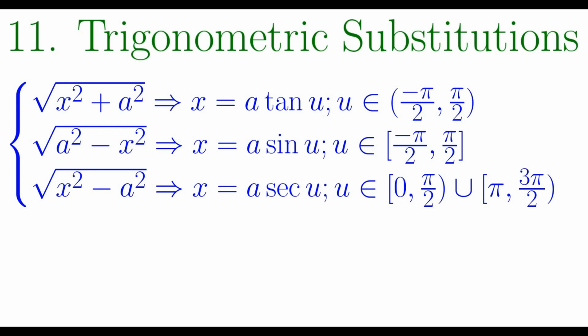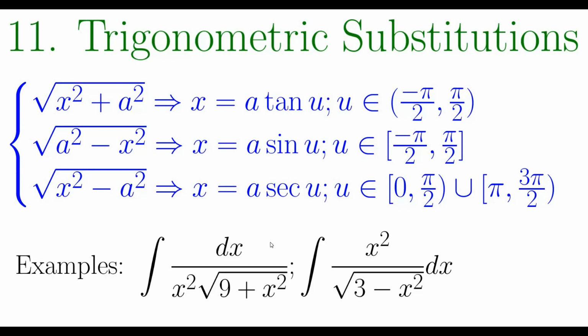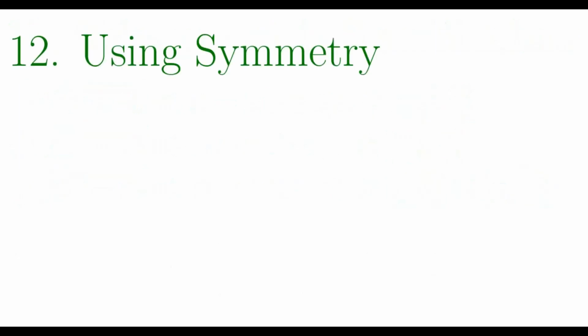Number 11, trigonometric substitution. If you're dealing with integrands that are of the form square root of x squared plus a squared, then you would use x equals a tangent of u. If you're dealing with integrands that have square root of a squared minus x squared, you would use x equals a sine of u. And if your integrand involves square root of x squared minus a squared, you would use x equals a secant of u. In each instance, you have to limit your u value in a way that your square root becomes easier to simplify. Here are a couple of examples of trigonometric substitutions.